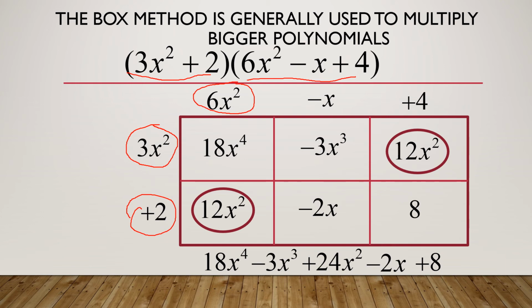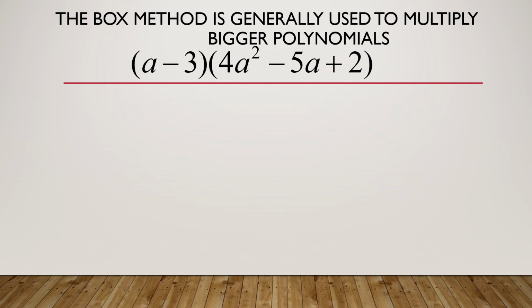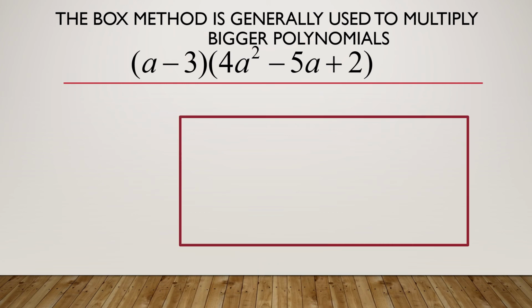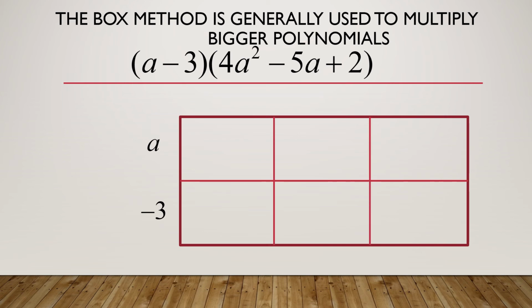Let's try another one. I still have now a binomial times a trinomial. So I'm going to set up my box. I'm going to put an a and the negative 3 on the left-hand side. I'm going to break my box into 3 columns. I'm going to put the 4a squared, the negative 5a, and the 2 across the top. I'm just going to go through and multiply each of the boxes.